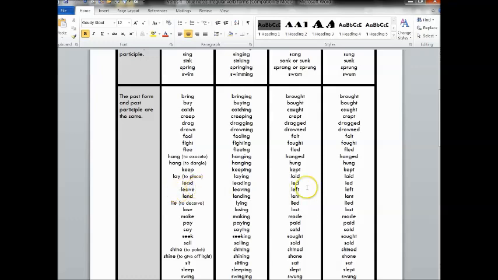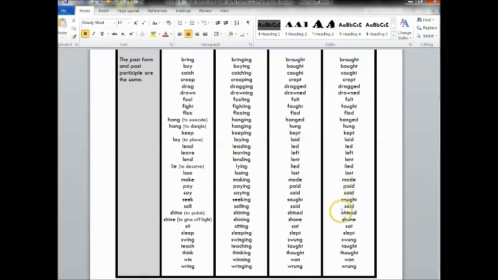We have lead becomes led and led. Lend becomes lent and lent. Lie as in to deceive, not to lie down, but to deceive, is lied and lied. Lose becomes lost and lost. Make becomes made and made, and so on. Seek, sought, sought. Sell is sold, sold.